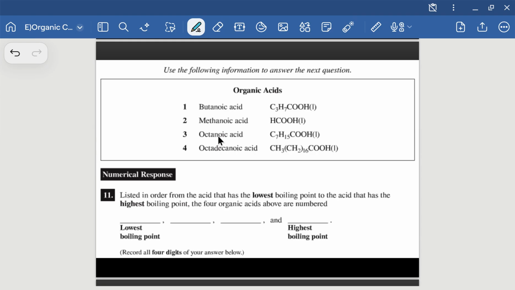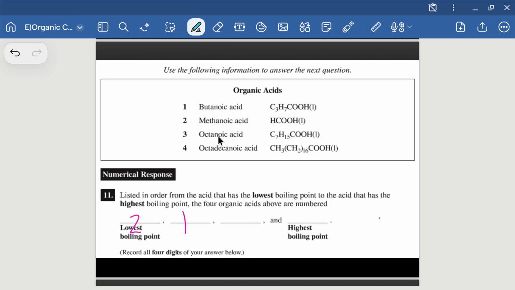Okay, looking at some of these molecules here: butanoic acid, methanoic acid, octanoic acid, and octadecanoic acid, so a very big carboxylic acid. List from lowest boiling point to the highest. So the lowest boiling point would be the smallest molecule, so number 2. Let's see if my pen is a bit more charged now. Oh, that's good. So your lowest would be the smallest, so number 2, and then number 1, and then as you get bigger, the boiling point gets larger. So then number 3, and then number 4.